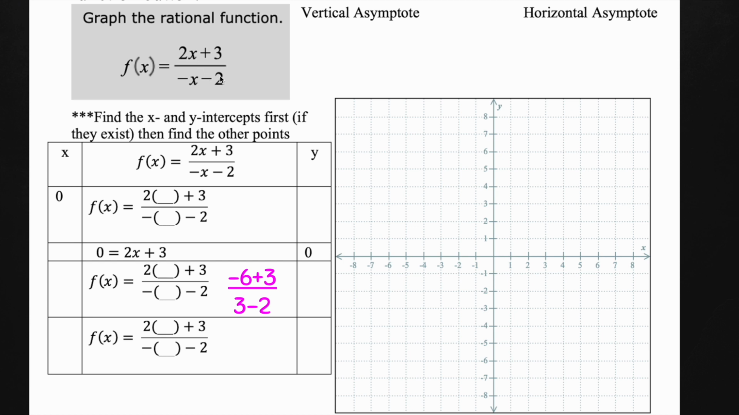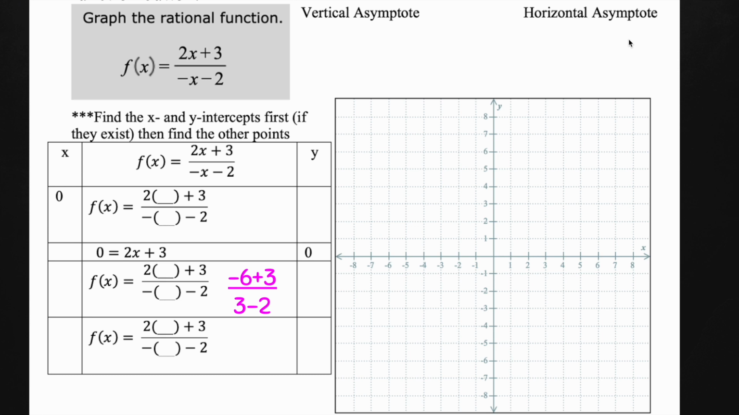So here is our rational function. And a rational function, if you don't remember, is a fraction. It's when we have two expressions in a ratio. If you find the x and y intercepts first, if they exist, then you can find the other points a little more easily. I've already set it up for this. This is not going to be a table that ALEKS gives you, but it makes it a little easier if you find the x and y intercepts first.